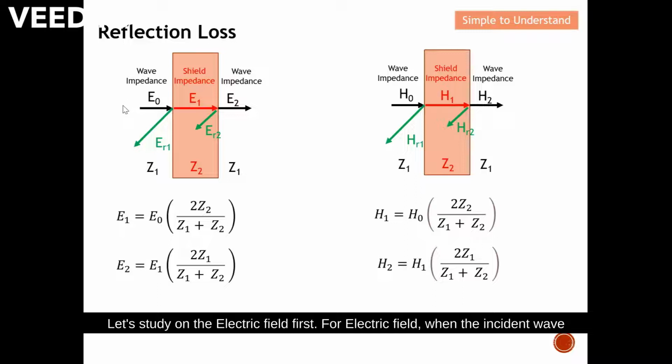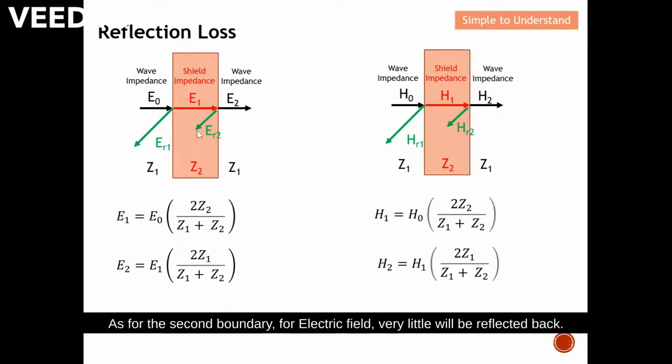For the electric field, when the incident wave hits the shield, most of the field will be reflected back. Later on, I'm going to show you why. As for the magnetic field, when the incident magnetic field hits the shield, most of it will continue to penetrate through the shield. A very small amount will be reflected back. Again, I'm going to show it to you.